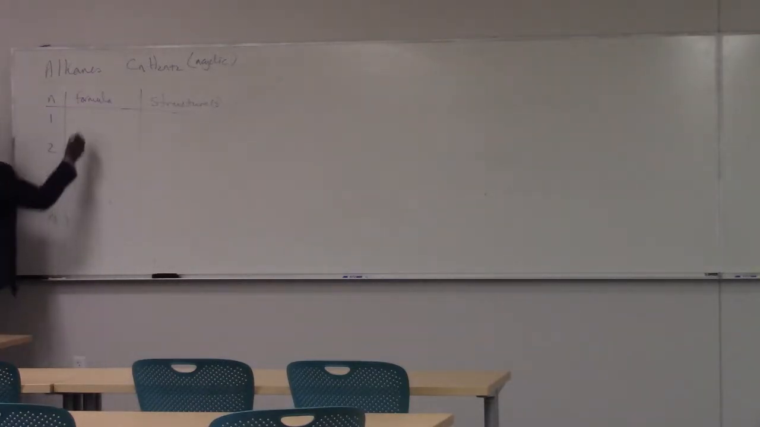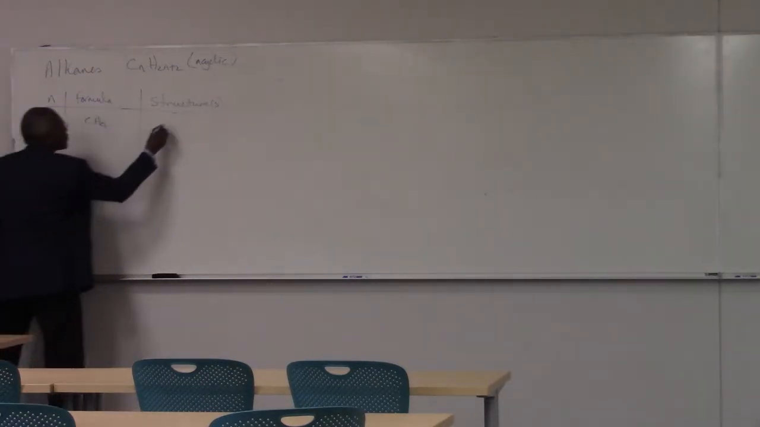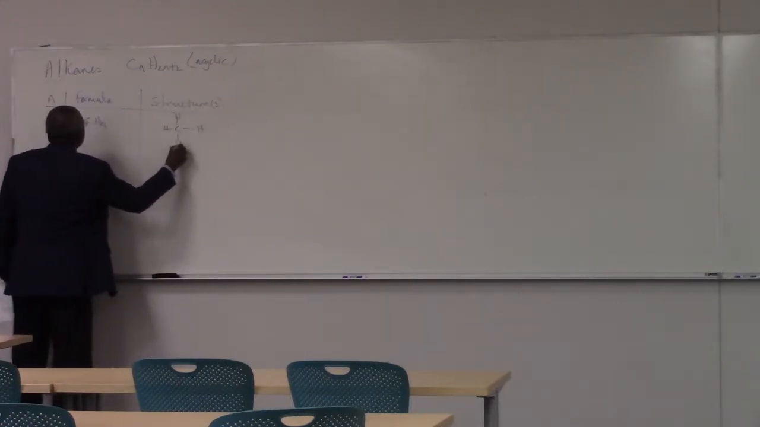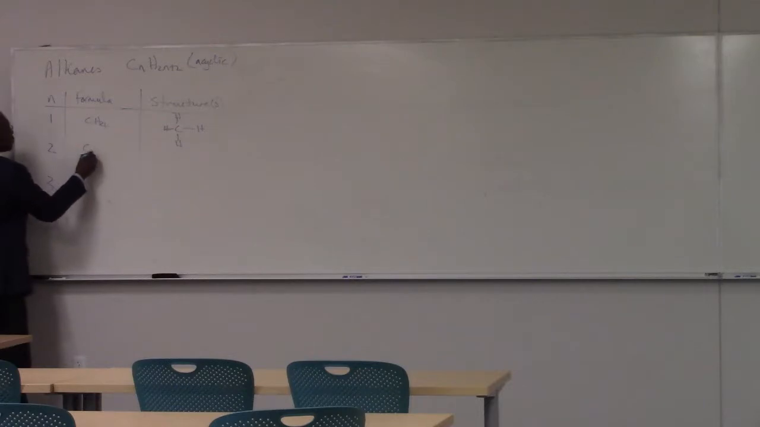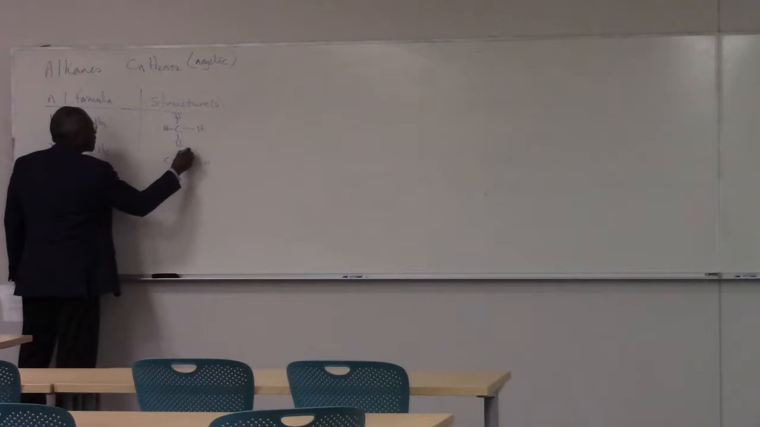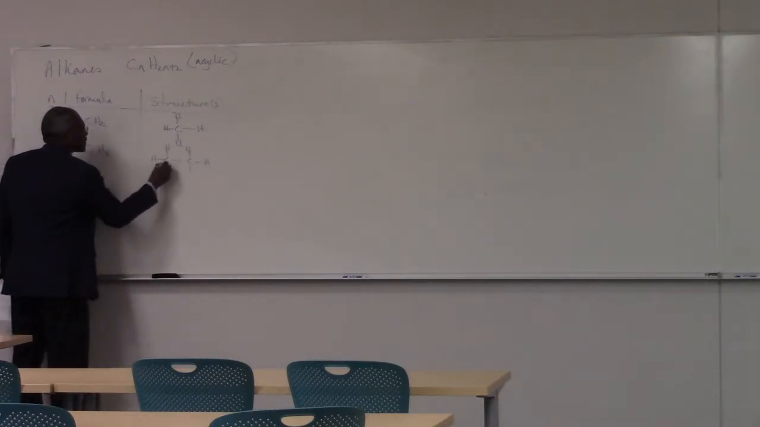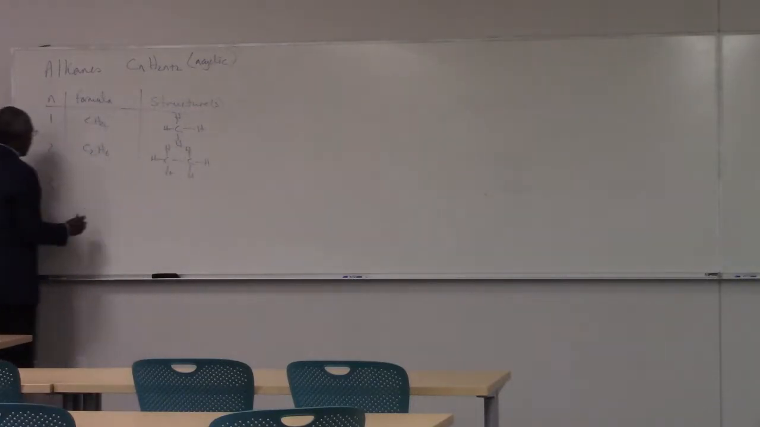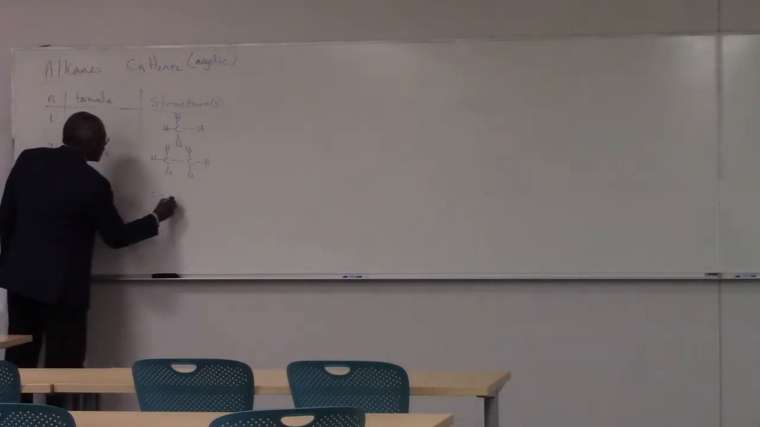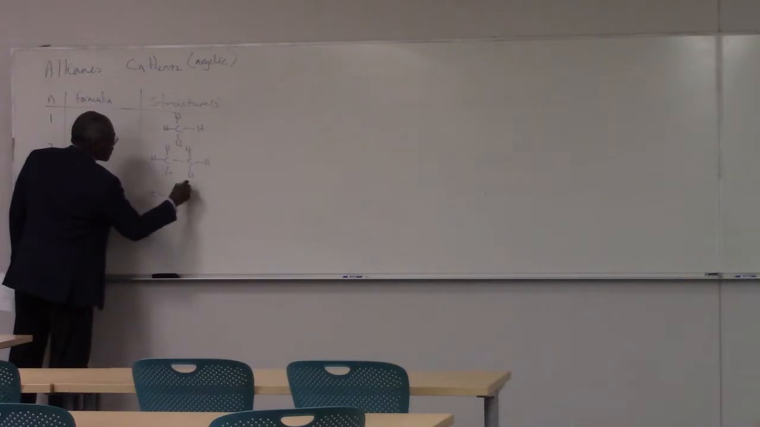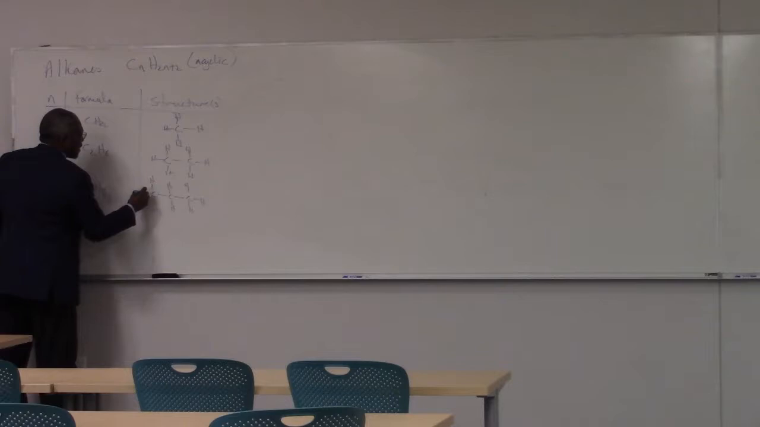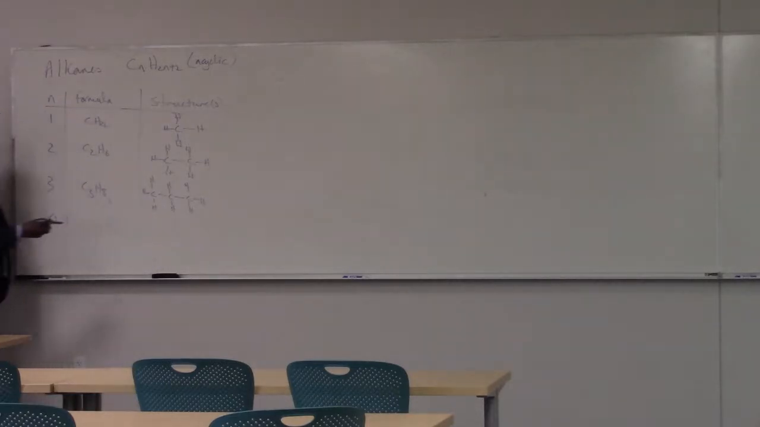So when n is 1, I have CH4, and that's going to be simply C with 4 H's on it. When n is 2, I have C2H6. When n is 3, I have C3H8. When n is equal to 4, then you get to isomers.